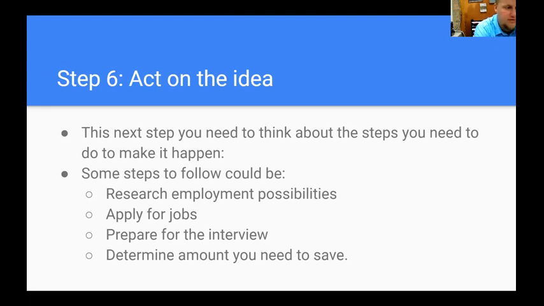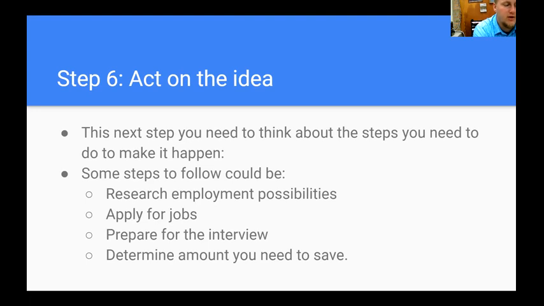Next step would be apply for jobs. So after you figure out what jobs you think would fit best for you, you then actually have to go and apply. So you'd have to go out, find an application, maybe even go in and apply if it's open for applying. Sometimes that works out best for you. You'd put all your information down, what you're looking for, all that different type of stuff, and you apply for the job, and that'd be the next step on acting on the idea.